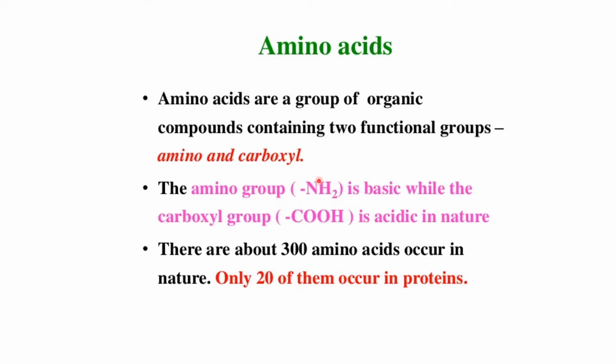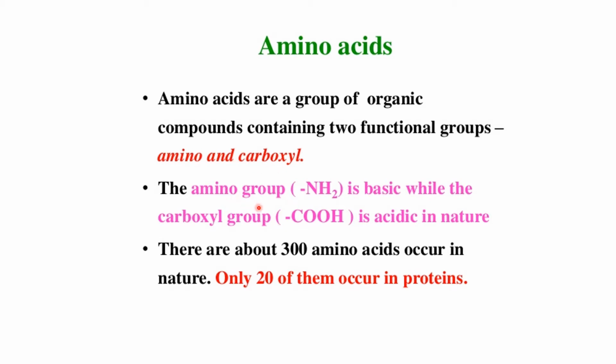Now, what are these amino acids? As I already mentioned, amino acids are the monomers and proteins are polymers of amino acids, so proteins are made up of amino acids. These are organic compounds made up of two functional groups: one is amino and the other is carboxyl. I said it is a nitrogenous organic compound; the presence of the amino group makes it nitrogenous. The amino group is present, and the carboxylic group is also present.